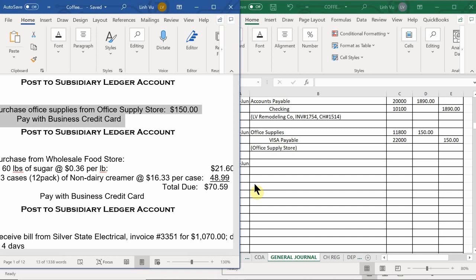It says you purchased from the wholesale food store. Yes, but how did I pay for it? You pay with a business credit card.